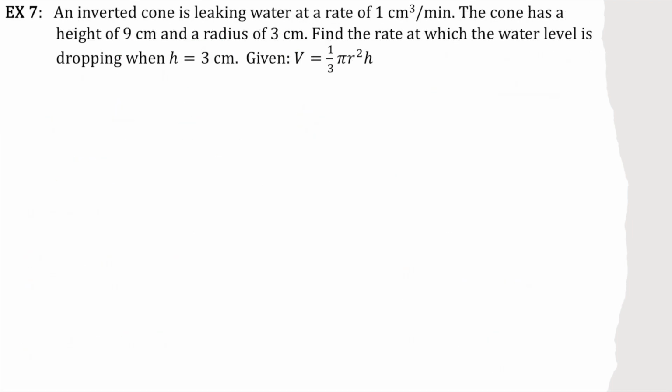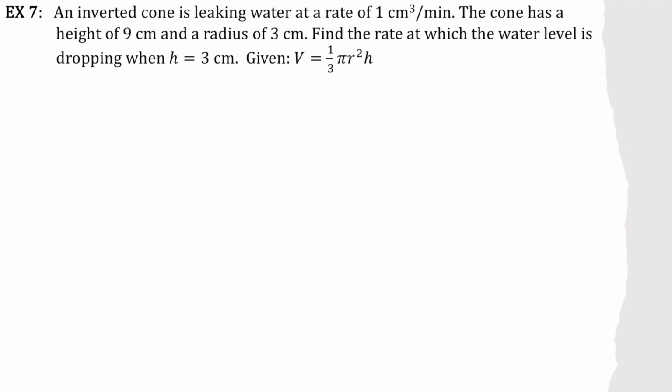Last one, and please take a deep breath before we start this one. We have an inverted cone that's leaking water at a rate of 1 cubic centimeter per minute. The cone has a height of 9 and a radius of 3. Find the rate at which the water level is dropping when h equals 3.